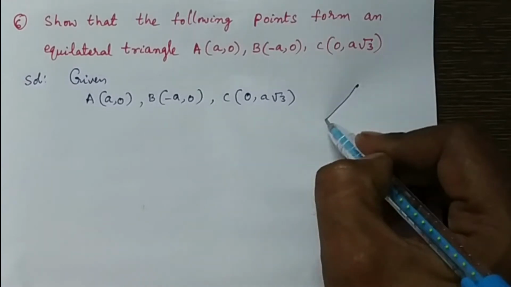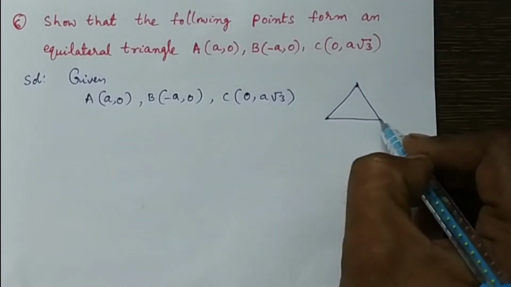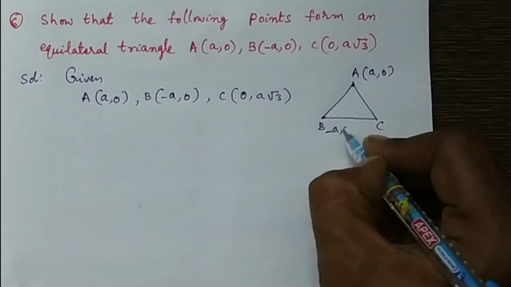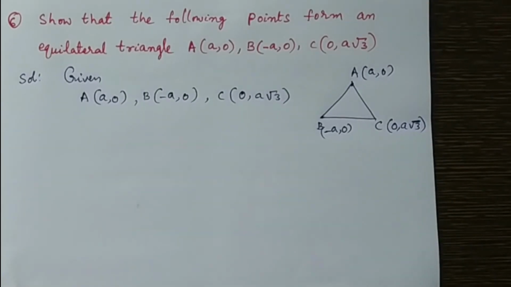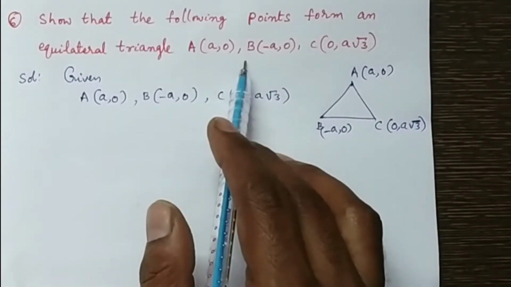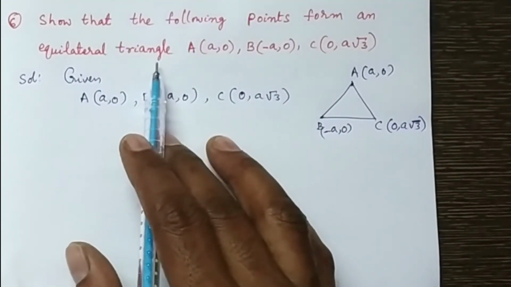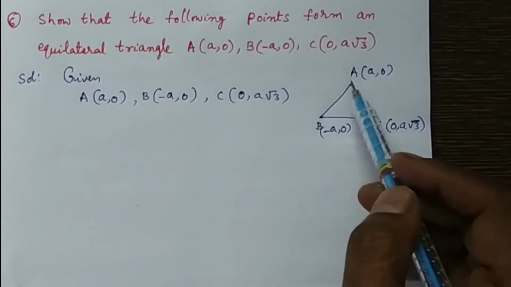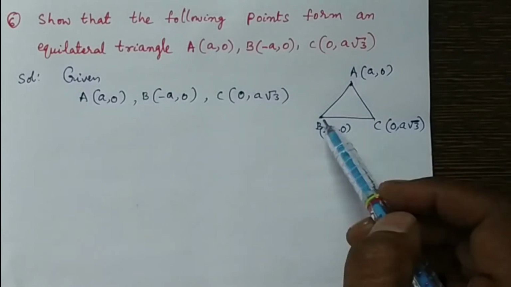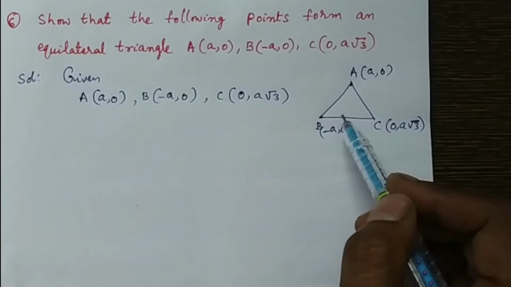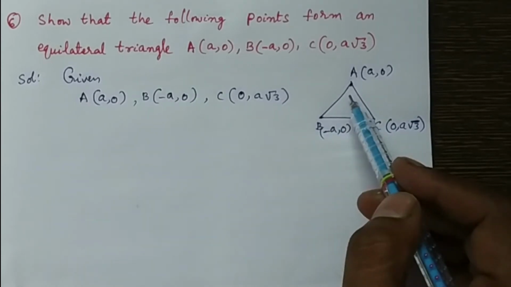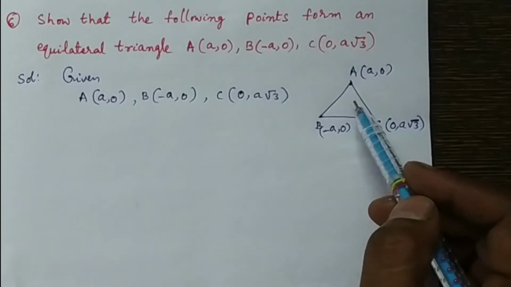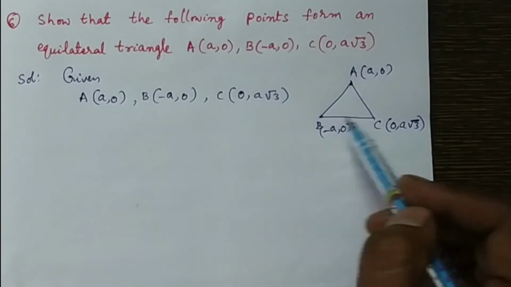So draw a rough diagram of triangle ABC and take the points. How can we show that the given points form an equilateral triangle? What is the property of an equilateral triangle? If all sides of a triangle are equal, then the triangle will be an equilateral triangle. So we have to find all the lengths AB, BC, CA. If all the lengths of the sides are equal, then it will be an equilateral triangle.